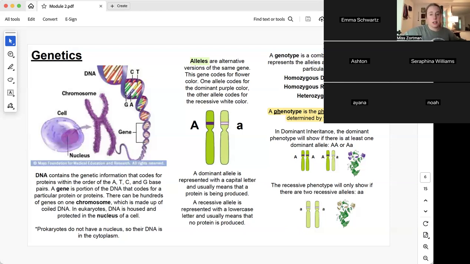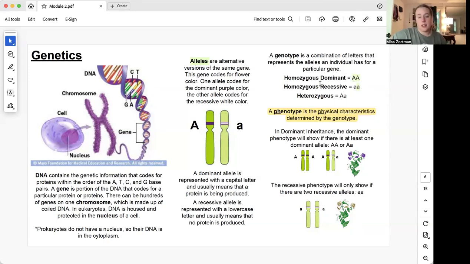When we're looking at genotypes, the three possible options are homozygous dominant, homozygous recessive, and heterozygous. Remember, homo means same. So homozygous dominant, dominant being capital, gives you two capital letters. Homozygous recessive is, again, homo, same, recessive, lowercase, so you get two lowercase letters. Heterozygous, hetero means different, so you are getting one uppercase, one lowercase.